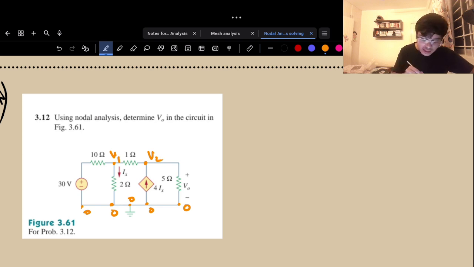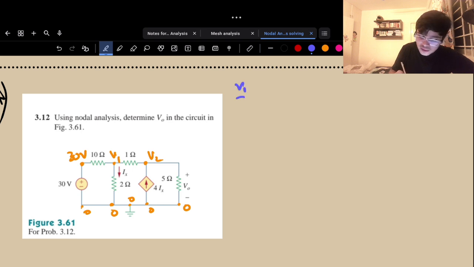Okay, and I have to find out V naught. Now, by KVL, or through simple nodal analysis, you can say that this is 30 volts. Voltage is rising by 30 volts. Okay, now let's write the KCL equation for everything.